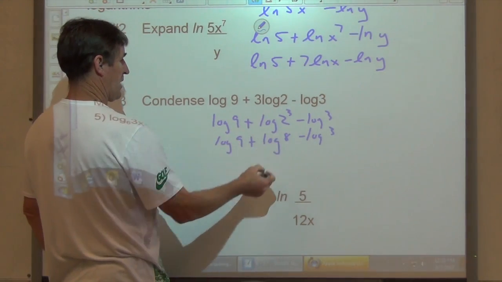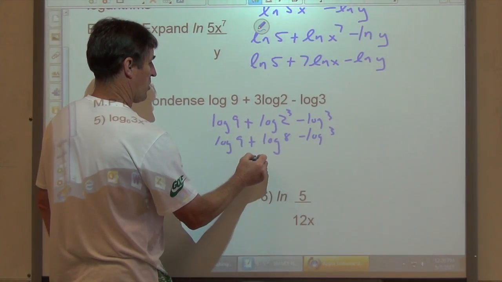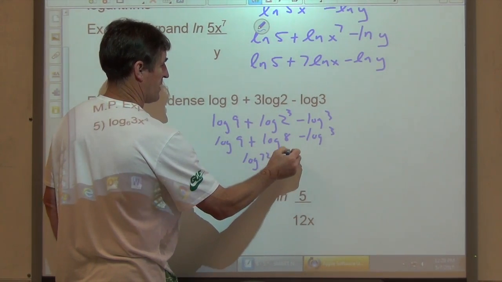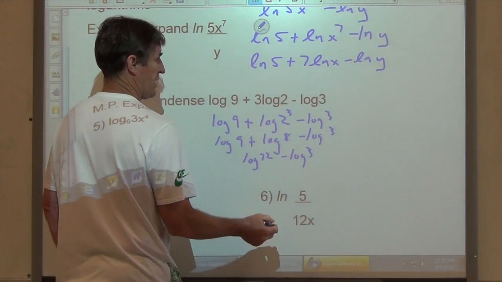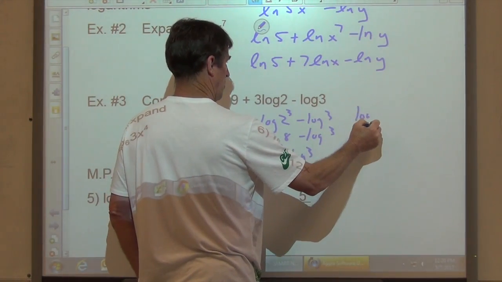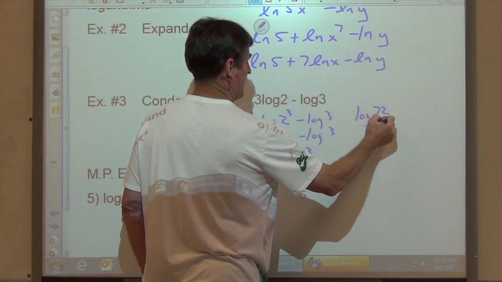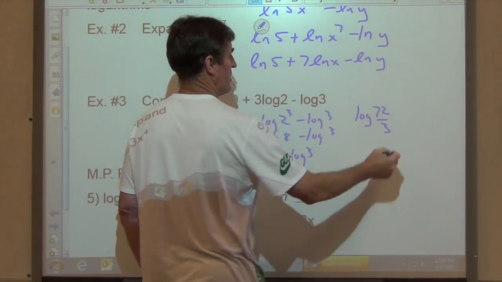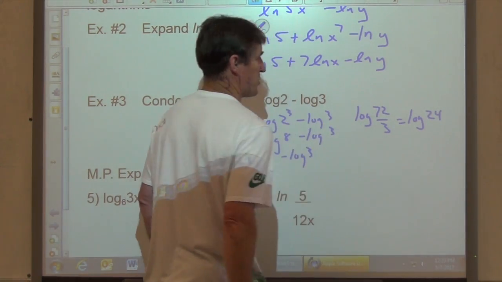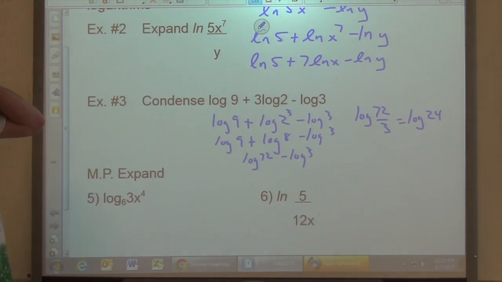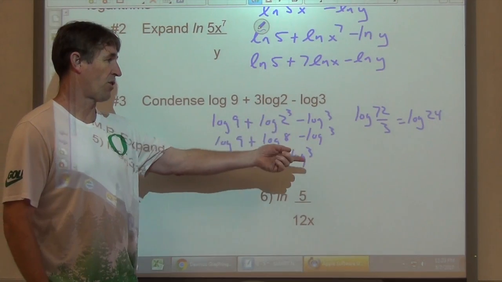And then addition becomes multiplication, so that would become log 72 minus log 3. And then subtraction becomes division, and so this becomes log 72 divided by 3, which simplifies to log 24. And so that would be condensing it as far as we can go.